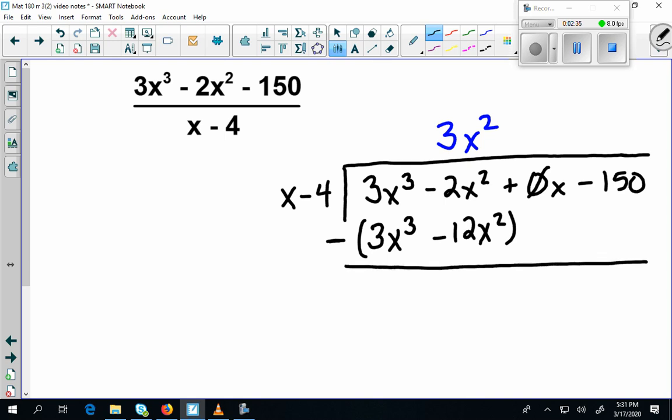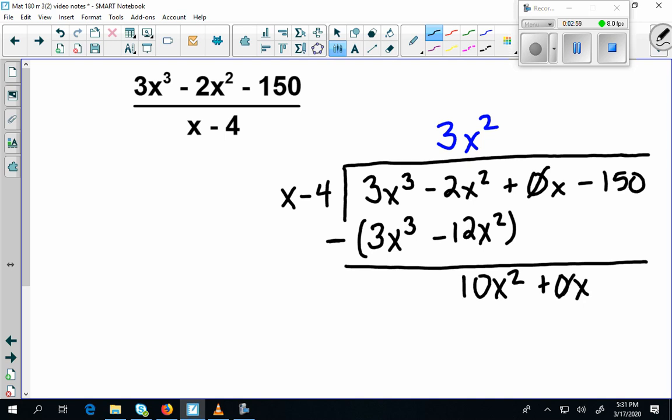Well, 3x cubed minus 3x cubed is nothing. Negative 2x squared minus negative 12x squared gives me positive 10x squared. And then my next term that I'm bringing down is this plus 0x.